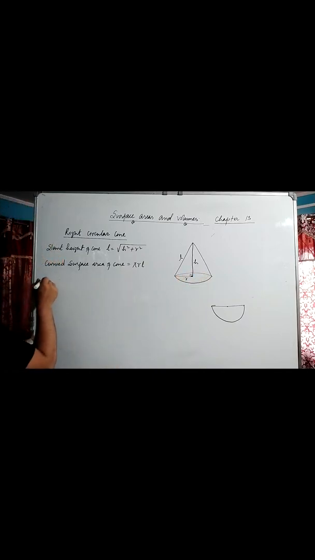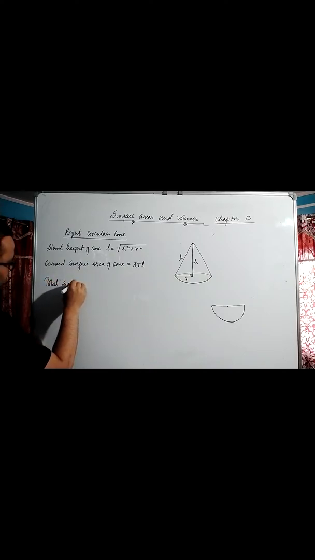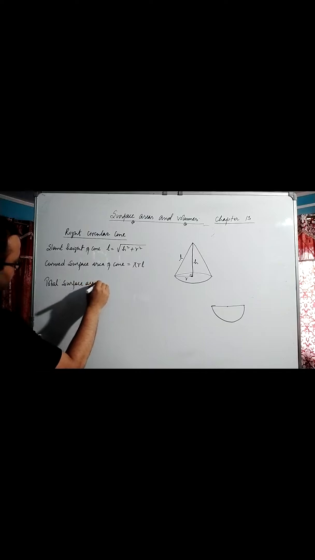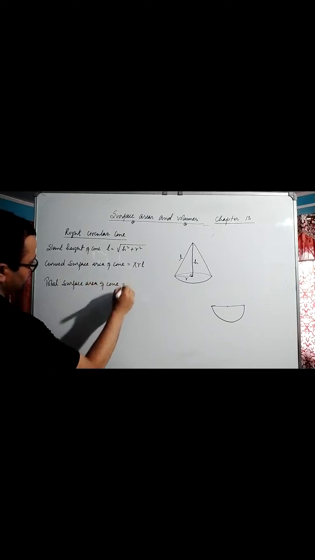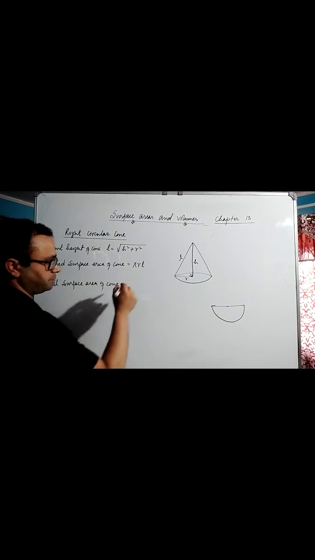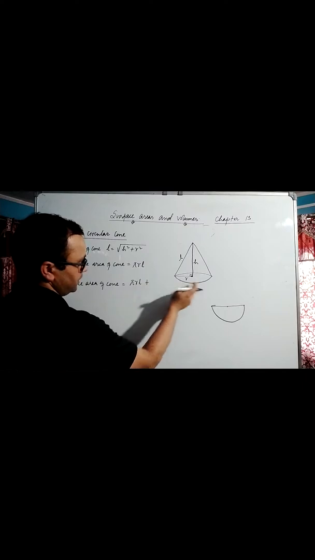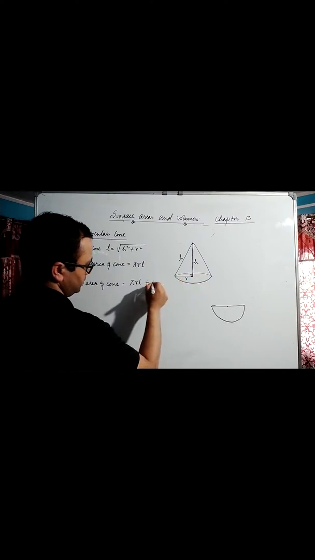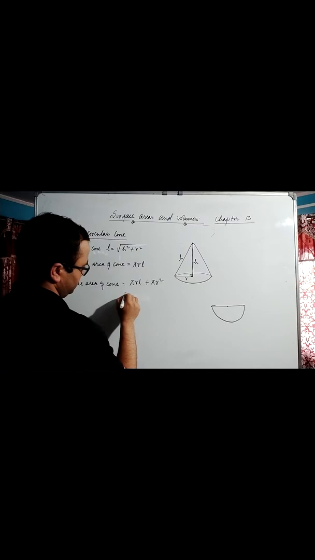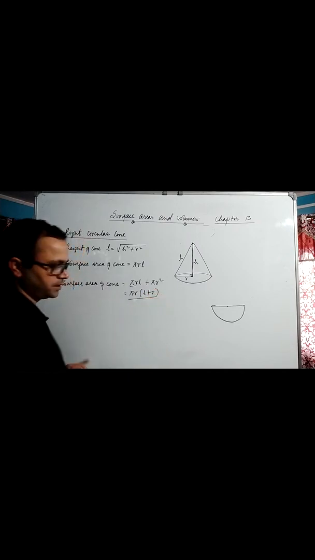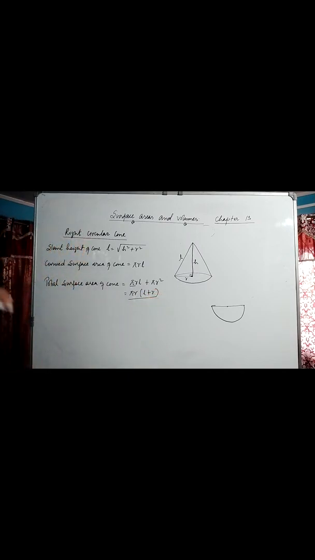Now total surface area of cone. Total surface area of cone is curved surface area pi r l plus area of base. Now it is circle, pi r square. We can take pi r common, l plus r. Now it is the total surface area of cone. Now last one is volume.